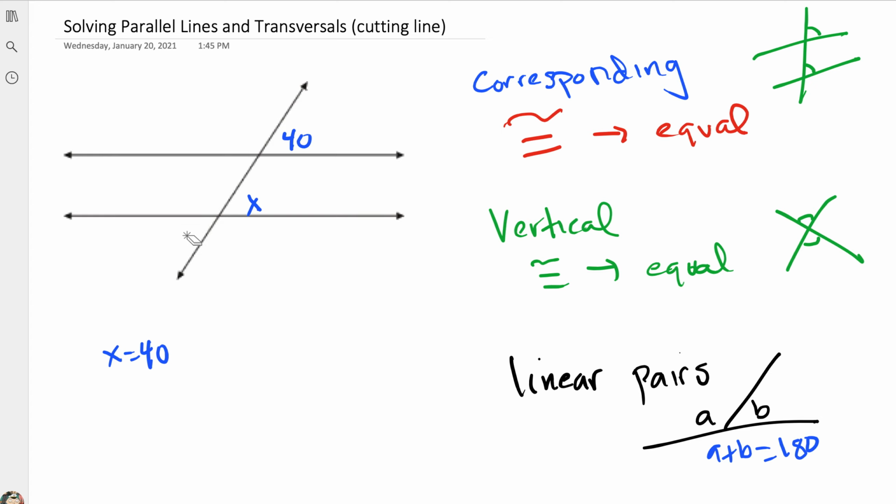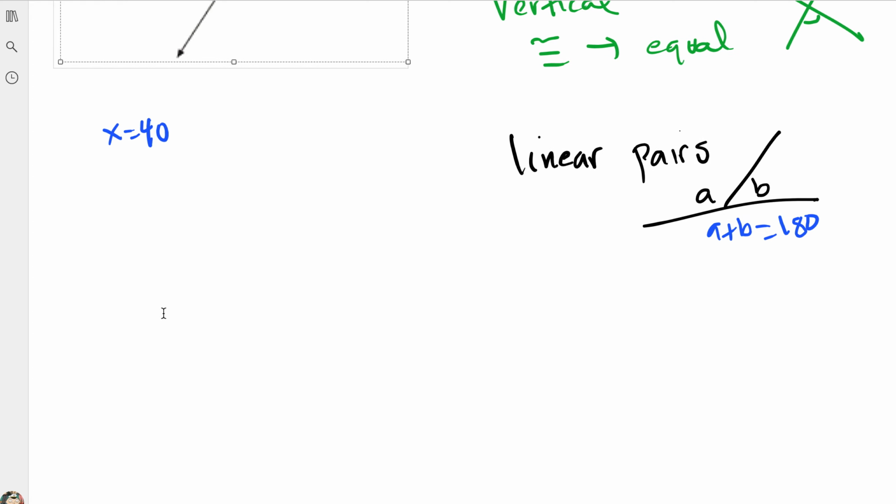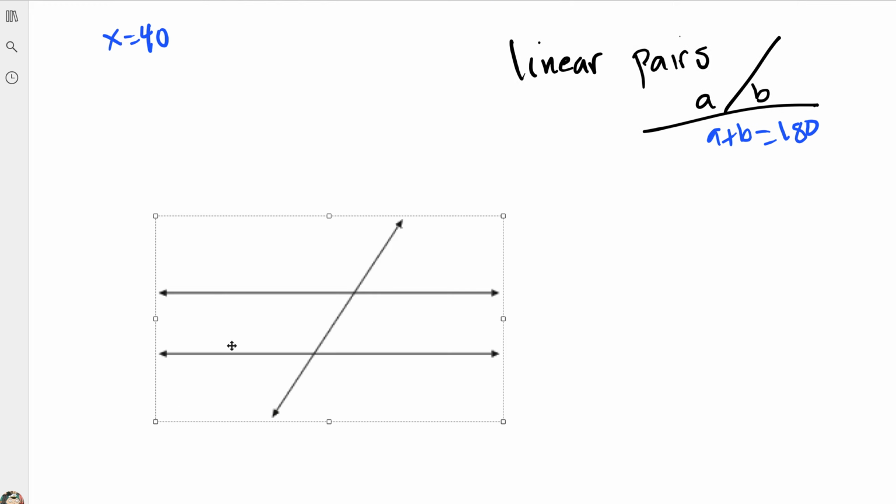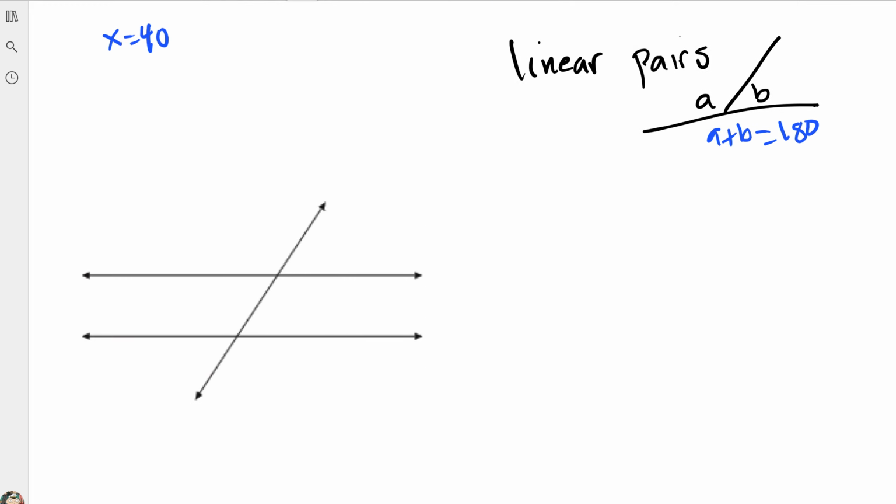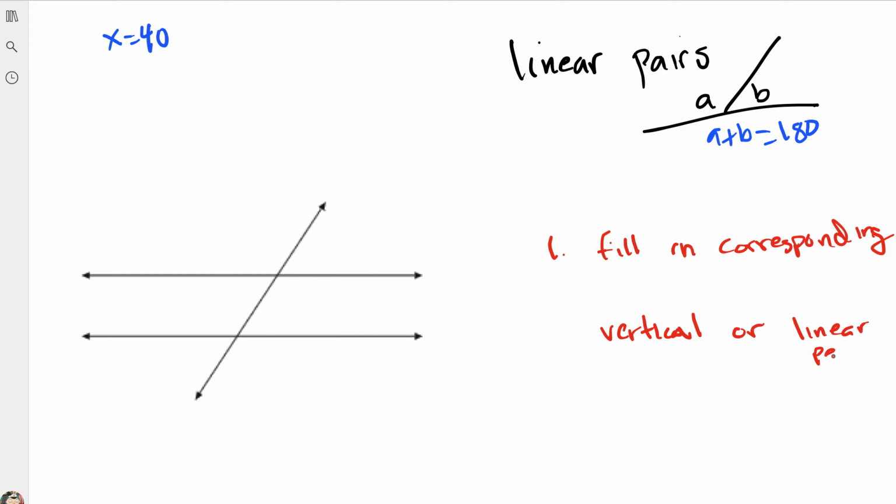Well, it'll actually be better to look at if we just draw a new problem. So again, these are going to be the three basic things, and then from here we're going to learn in a few minutes just how to solve any one of these types of problems. My steps: I'm going to fill in the corresponding one of the one I know. And then I'm going to look to see if it ends up being vertical or a linear pair, if it's not just straight corresponding.